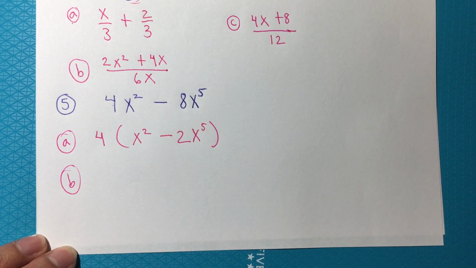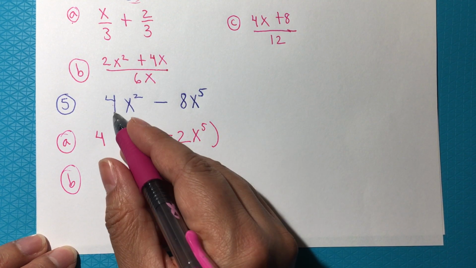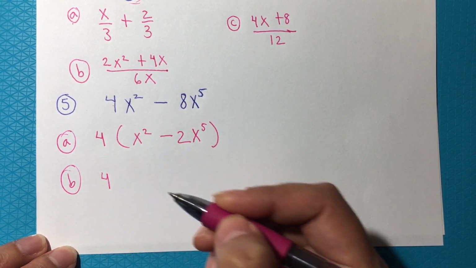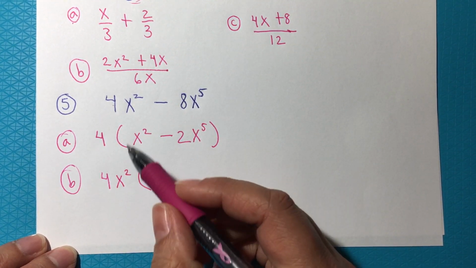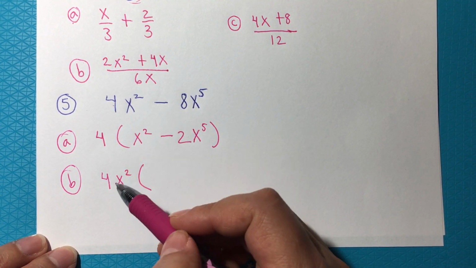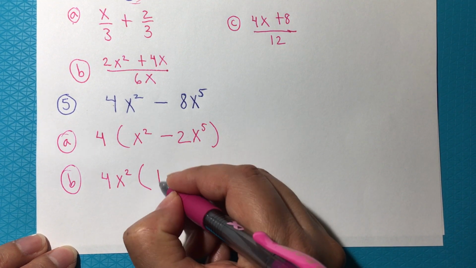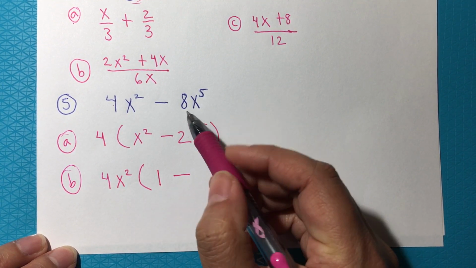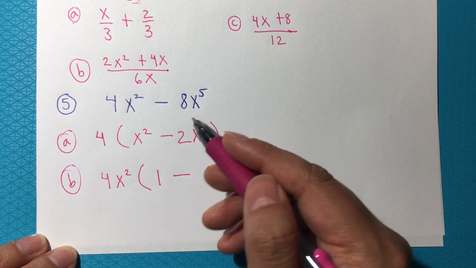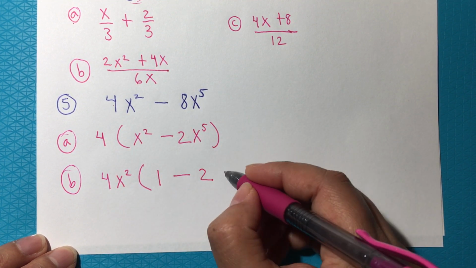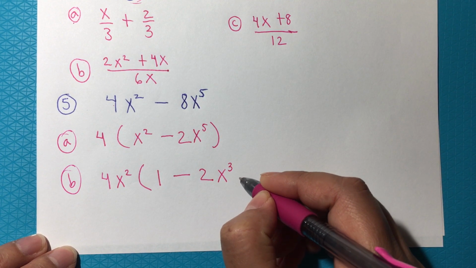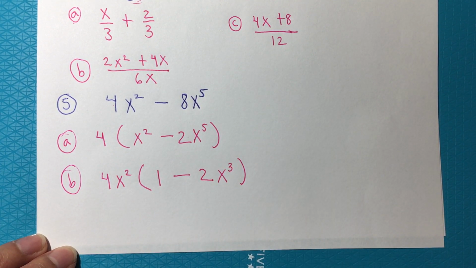Maybe I do want to include the whole greatest common factor. For the number, it would be 4. For the variables, it would be x squared. So 4x squared divided by 4x squared is 1, minus 8 divided by 4 is 2, x to the 5th divided by x squared is x cubed. And those will be your 2 factors.